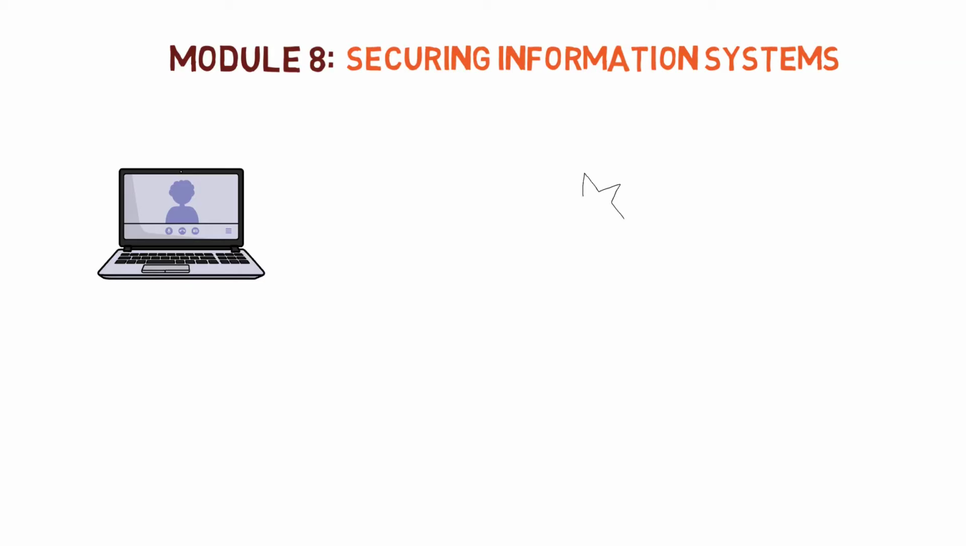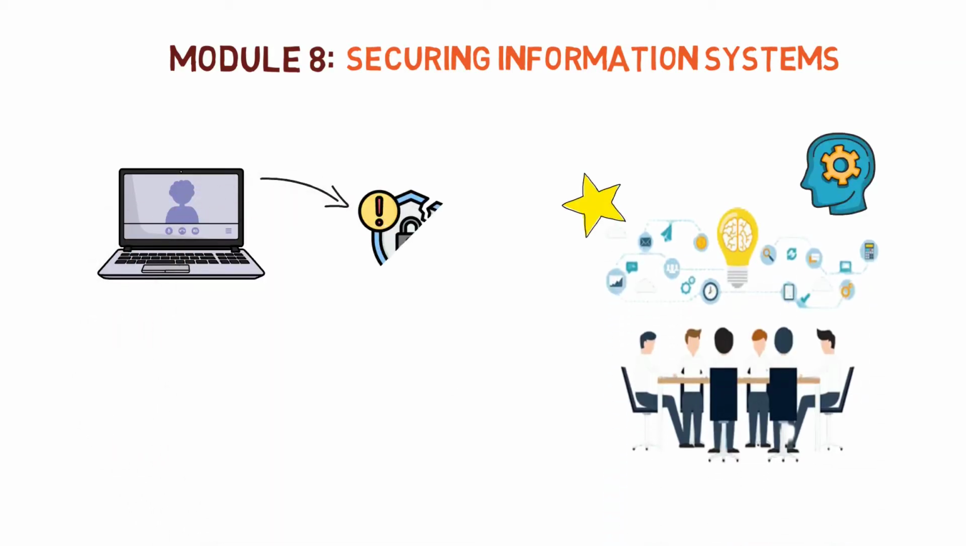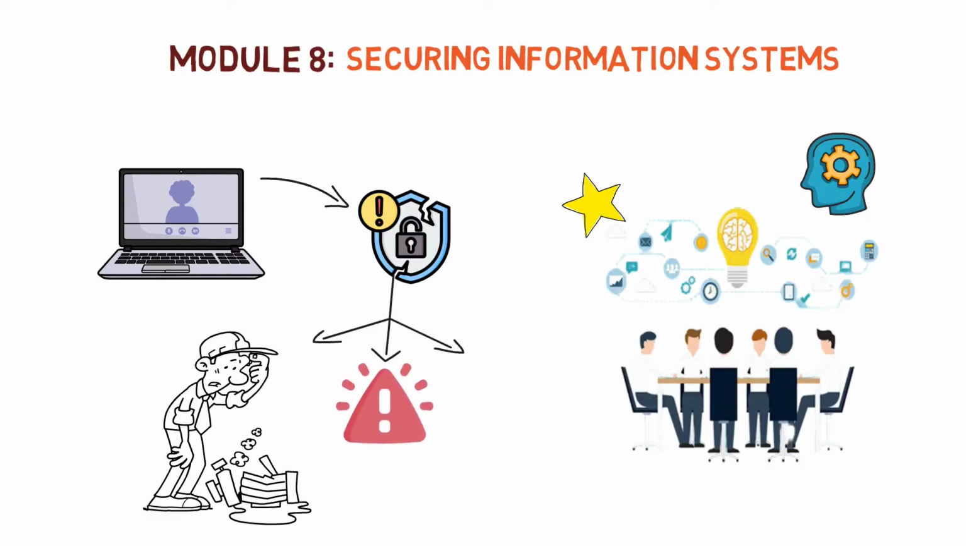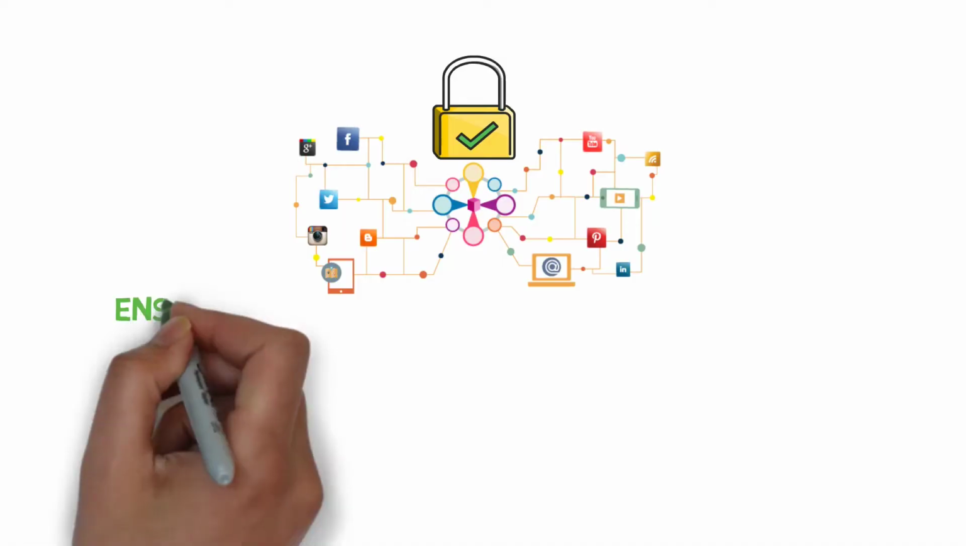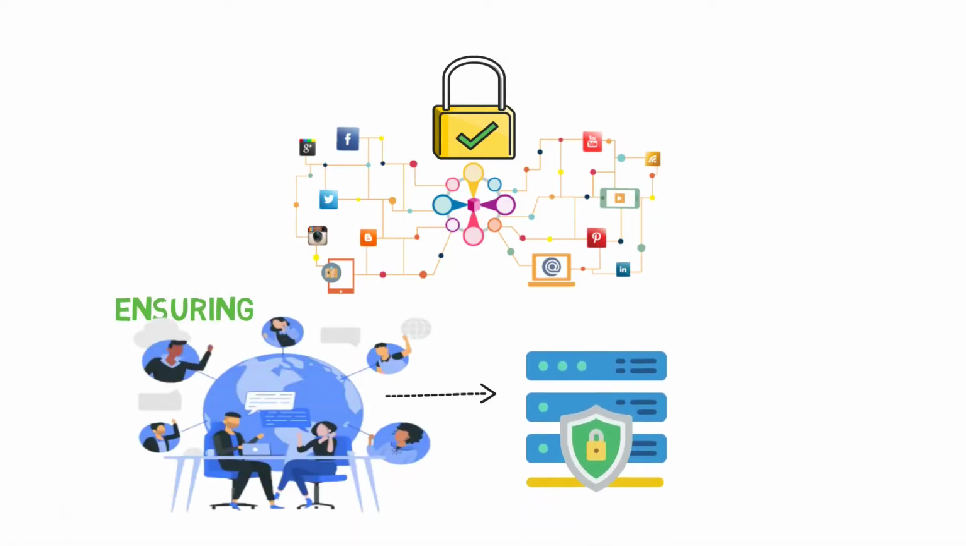Module 8. Securing Information Systems. Information systems are essential to the operation of modern businesses. However, these systems are vulnerable to destruction, error, and abuse. Securing information systems is critical to ensuring that businesses can operate effectively and protect sensitive data.